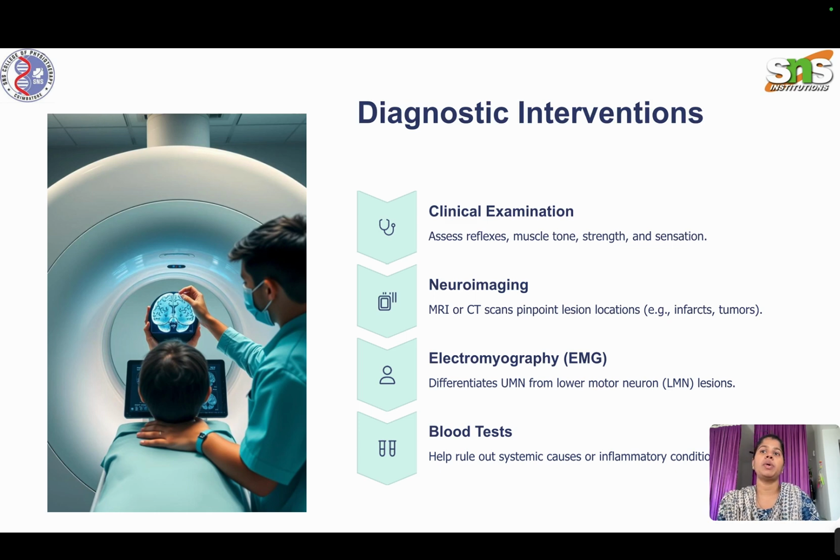Coming to the diagnostic interventions, diagnosis of UMN lesion involves, the first thing, as we all know, clinical examination of the reflexes. As I told before, hyperreflexia might be present. The second is checking the tone, in which, as I previously informed, spasticity will be exhibited. The third one is strength, and the fourth one is sensation. Other tests like neuroimaging, MRI or CT, are done to identify the lesion, whereas EMG is done to differentiate between UMN and LMN lesions. Sometimes blood tests to rule out systemic causes like multiple sclerosis might also be given to the patients.